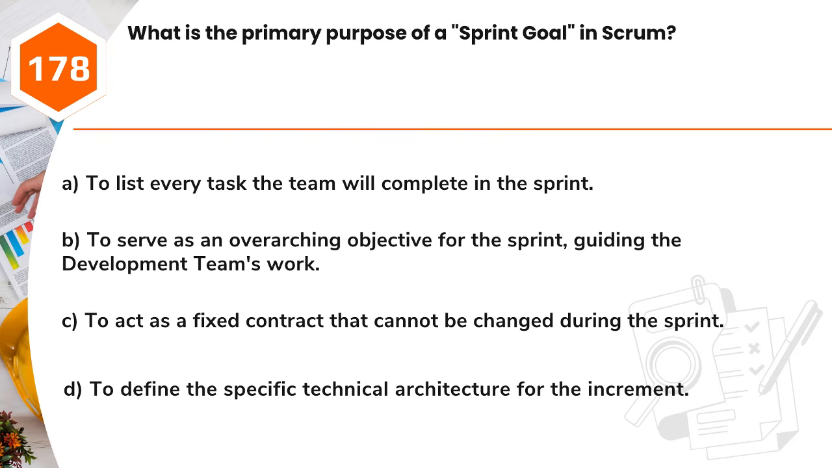Question 178. What is the primary purpose of a sprint goal in Scrum? A. To list every task the team will complete in the sprint. B. To serve as an overarching objective for the sprint, guiding the development team's work. C. To act as a fixed contract that cannot be changed during the sprint. D. To define the specific technical architecture for the increment.